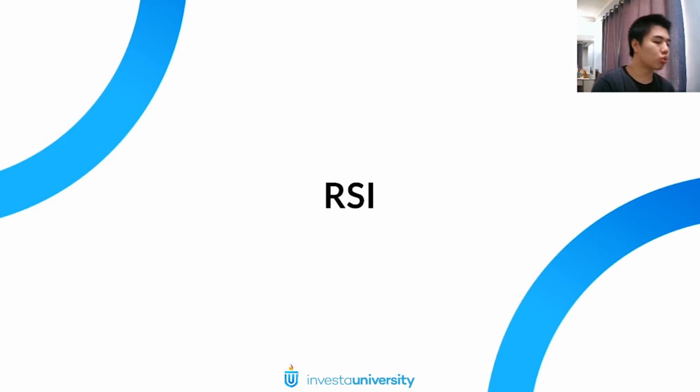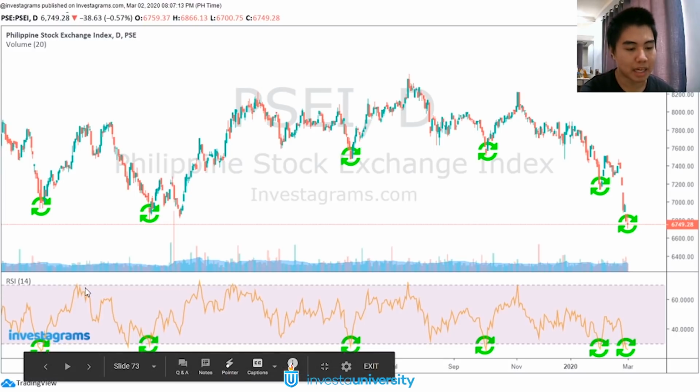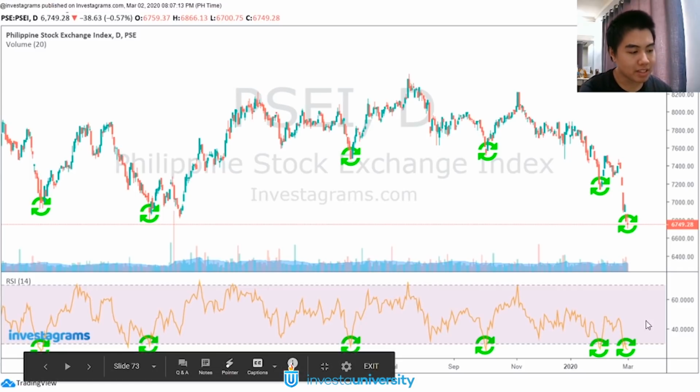Next ko naman ituturo is yung RSI. So what is RSI? RSI is a momentum-based indicator, or oscillator rather. So paano siya gumagana? Sa RSI, dito sa ilalim, there's two settings, di ba? Or there's two levels we have to keep an eye on. As you can see, naka-highlight naman, no? May mga broken lines. Eto may mga numbers.